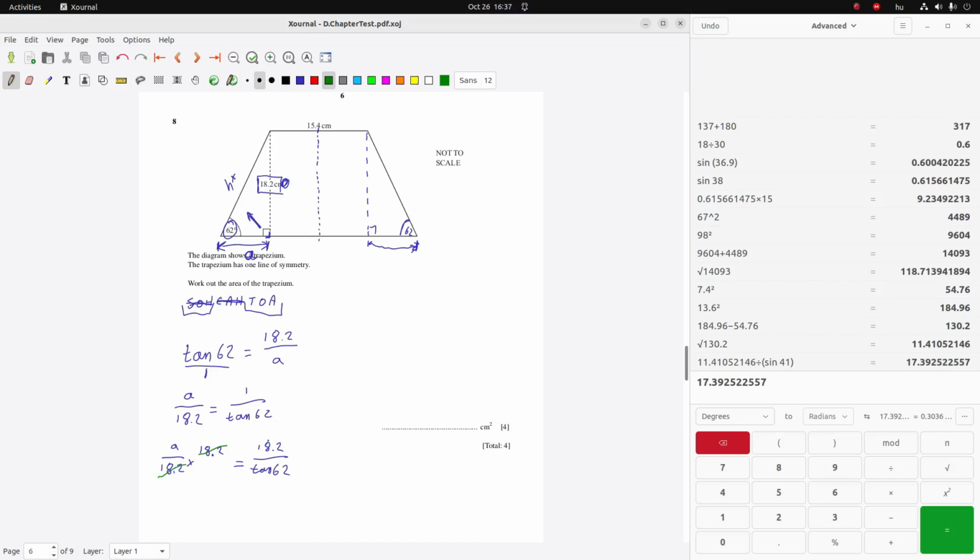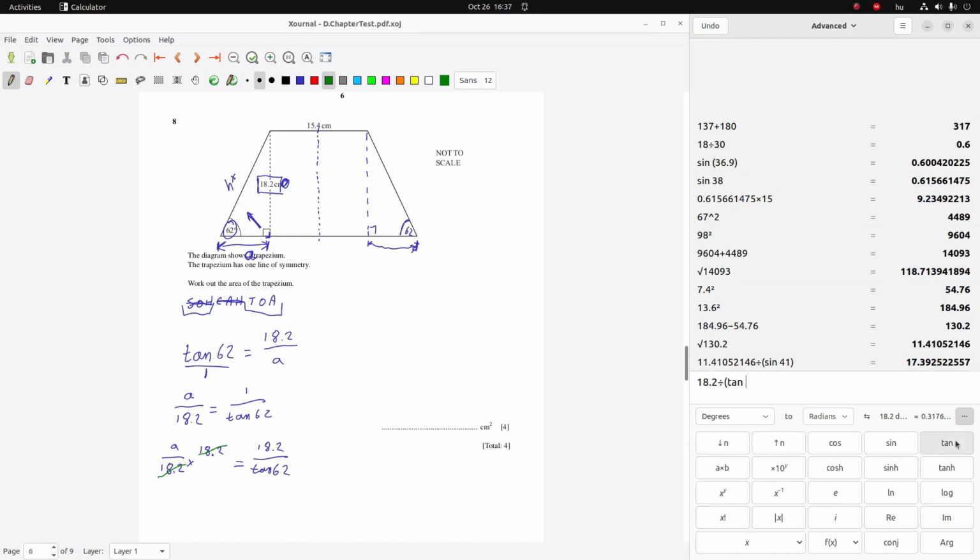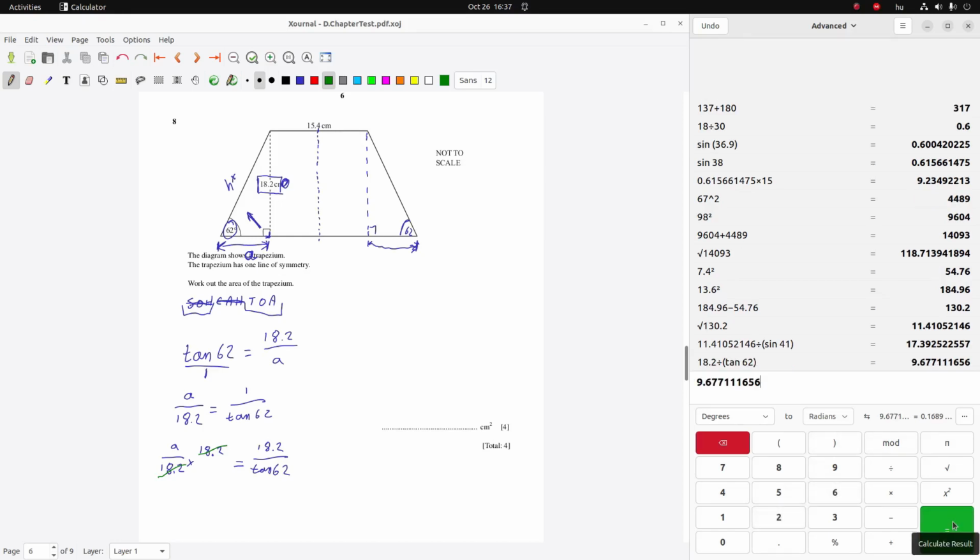Let's do it. 18.2 divided by, open brackets, tan 62, close brackets, equals 9.67711656. We're not ready yet with our final answer, so I'm not going to round yet. I'm going to leave it like that. And I'm pretty sure we got already partial credit at least. Let's see if we can get the remaining points.